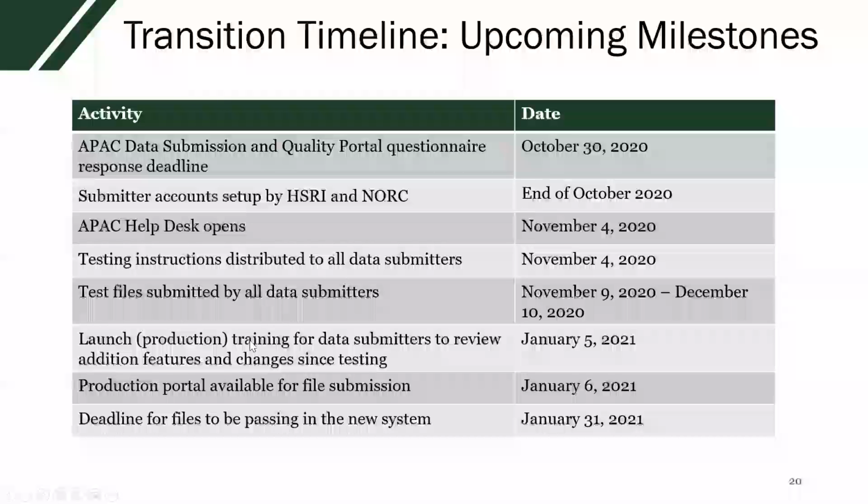The production system and the official transition to the new system is going to happen in early January. We will be doing another training similar to today, but it's going to review some additional features and really focus on what needs to happen in the month of January in the production system. That will be scheduled for January 5th. The production portal will be officially launched and available on January 6th, and the deadline for files to be passing in the new system is January 31st.